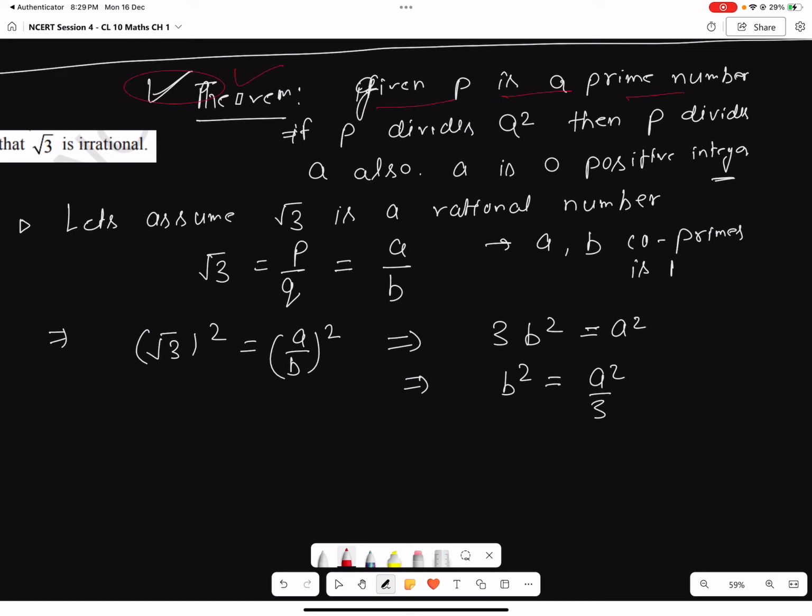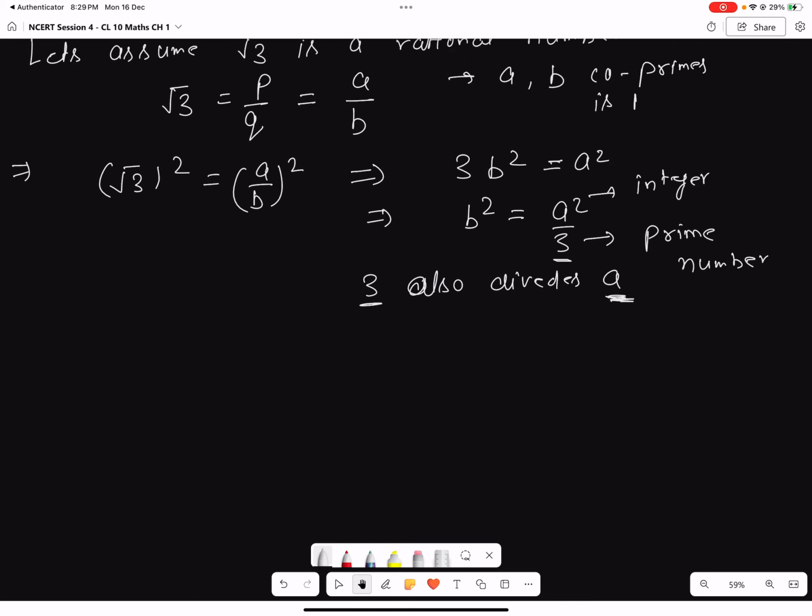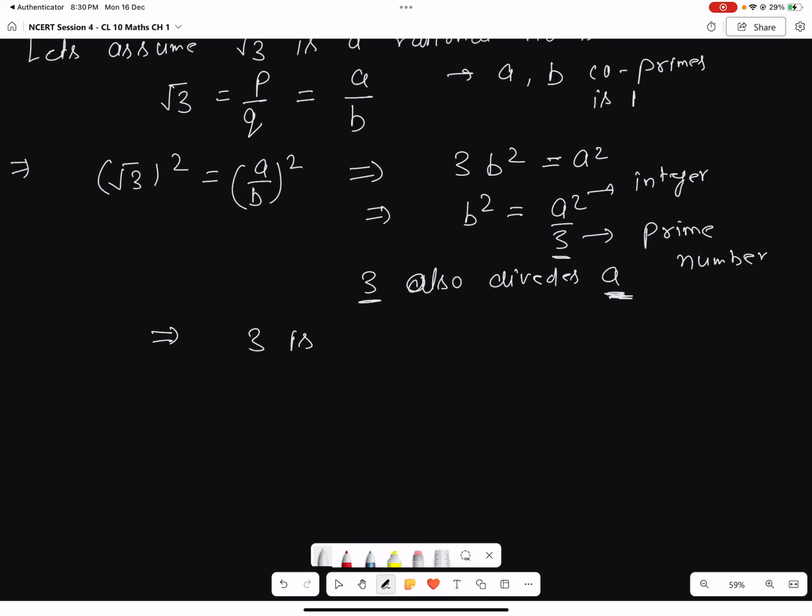So if I go and just say this theorem, right? This theorem that we have written there, we can say, as per the theorem, we all know 3 being a prime number, right? We don't need to prove it. We know that 3 being a prime number, a being an integer, and as per the theorem, 3 divides a square, then 3 also divides a. So if 3 divides a, means 3 is a factor of a, right? So we can say 3 is a factor of a.